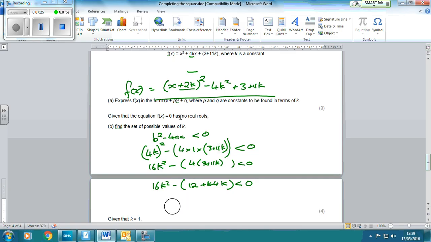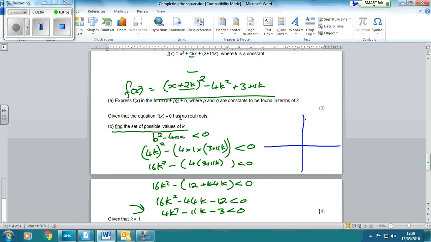So if we do that, that's going to be 16k squared minus, if I sort them around a little bit, minus 44k minus 12, and that's going to be less than 0. And if we simplify this to make it a little bit easier, divide through by 4, that's going to be 4k squared minus 11k minus 3 is less than 0. Now what we've got to do, it says find the set of possible values of k. So we need to find all the values of k that make this thing less than 0. And so we've got a quadratic inequality, and as I have always said, when we've got a quadratic inequality, we sketch it and we find out where the graph is less than 0.